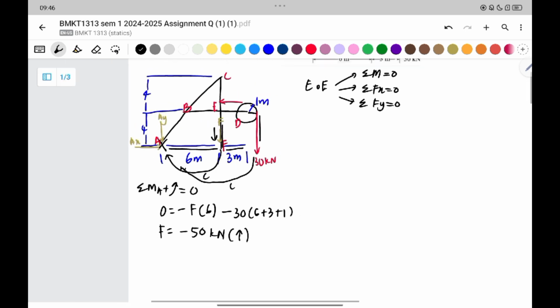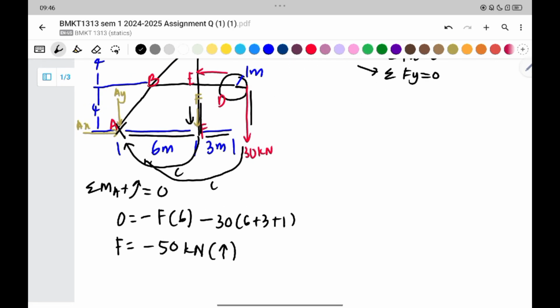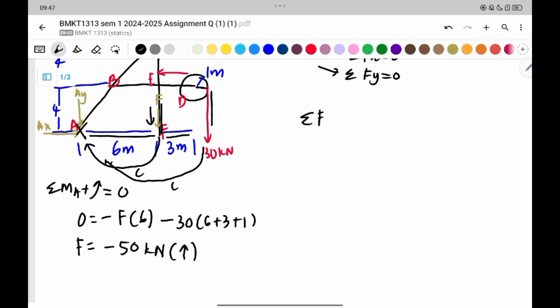Okay, next, we need to find the values for AX and AY. So now we have two values, which are F and 30. From here, we can derive that the sum of forces in X, to the right is positive, equal to 0. So 0 equals AX, and there is no other force along the x-axis. Thus, AX equals 0 kilonewton.